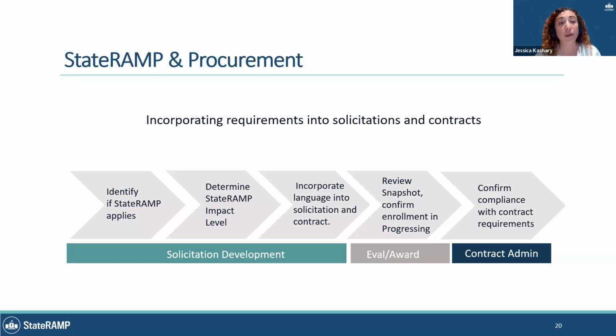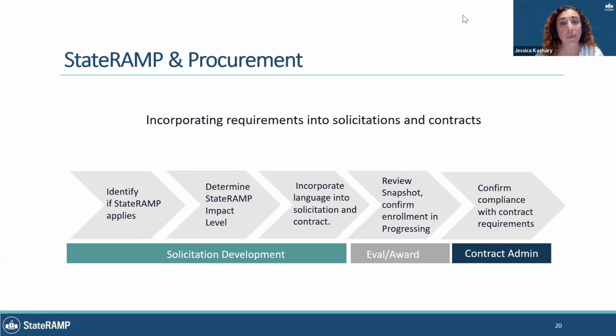Then you need to determine what your StateRAMP impact level is, because much like FedRAMP, we have low plus, moderate, and then we follow FedRAMP high. And then you're going to need to incorporate language into your solicitation and contract documents. What that looks like is truly up to the entity. We do have best practice and templates we're happy to share, and some draft language. We're close partners with NASPO. They are a strategic partner of StateRAMP. We are working on a joint task force between StateRAMP and NASPO for the sole purpose of getting the right heads in the room to refine what we're calling our procurement toolkit, so that we can help across the nation get some uniformity where we can, and have a common language that we're using.